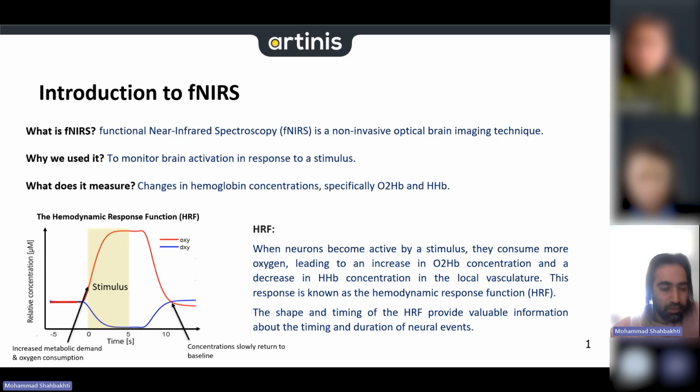As an example, in the graph on the left side of the screen, you can see that from second 0 to 5, we give a stimulus. So we have an increase in oxygenated and a decrease in deoxygenated hemoglobin. After a while, once the stimulus is done, both measures go back to their baseline.